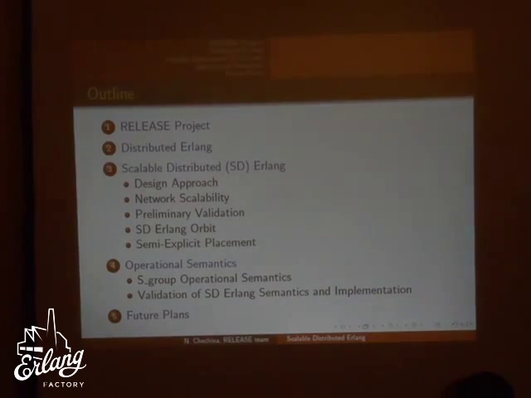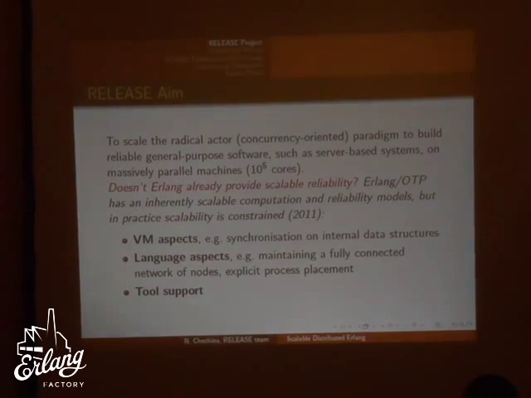So I'll give a brief overview of the RELEASE project, the problems with distributed Erlang, our design of scalable distributed Erlang, then a bit about operational semantics if I get time, and about our future plans. The aim of the RELEASE project is to scale the radical actor concurrency-oriented paradigm to build reliable general purpose software. And we want to scale it to 10^5 cores.